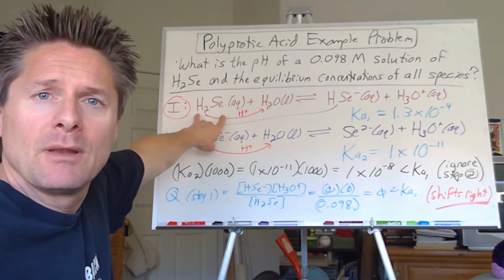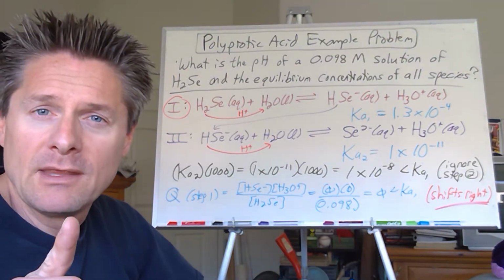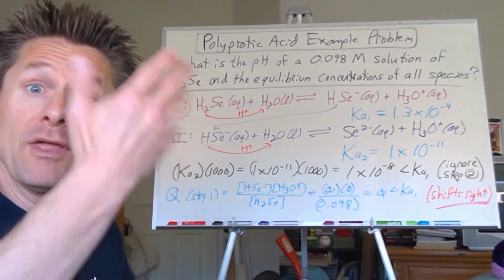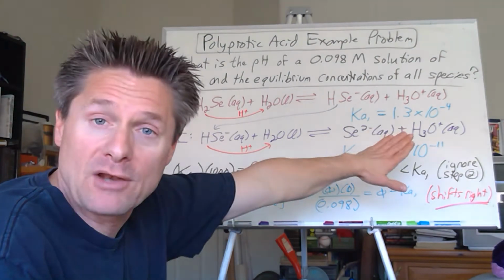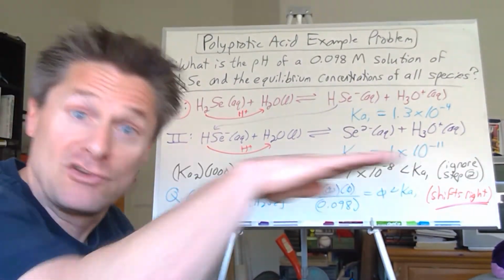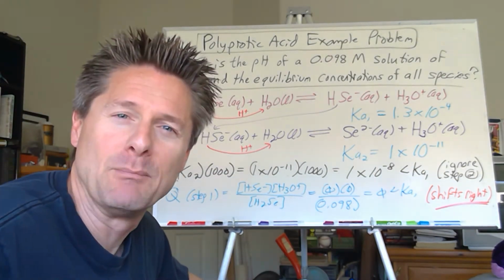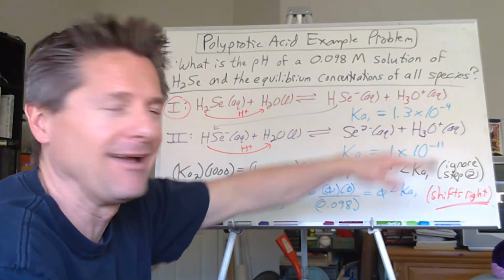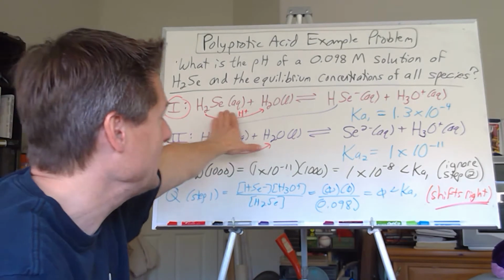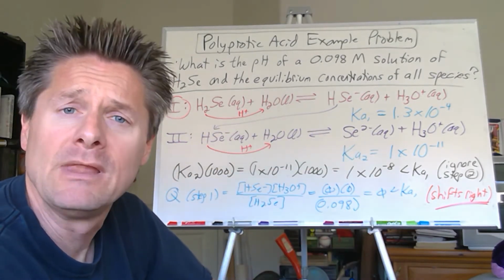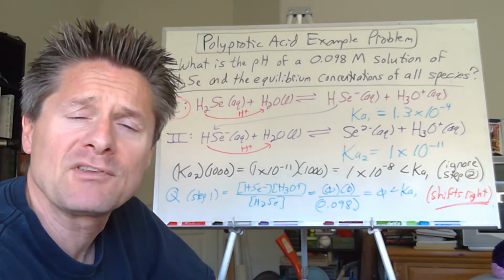Just set up the equilibrium equation for step 1. Do your ice table. We know that the reactants are going to be negative and the products are going to be positive values because it's shifting to the right. I'm looking in the mirror, the mirror image of it. Yeah, shifting that way. So these will be negative, those will be positive. Set up your ice table in terms of X. Set up the equilibrium expression.